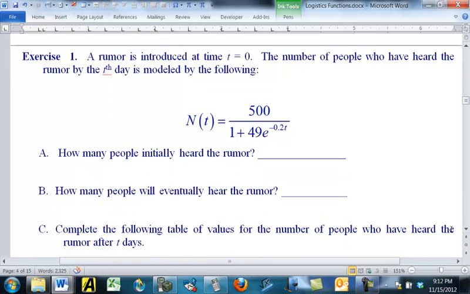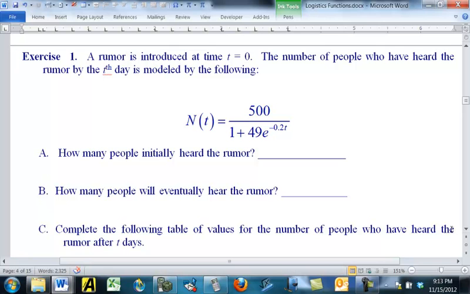Okay, so here's an example, an exercise. Let's see if we can answer some questions about this. A rumor is introduced at time t equals 0. The number of people who have heard it by the tth day is modeled by the function n of t equals 500 over 1 plus 49 e to the negative 0.2t.